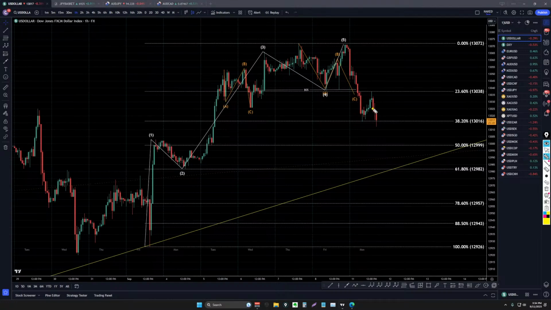Really, the entry was right there at the end of that correction, and really you should just be holding to find out if it does this, or if it does go back up, maybe you could get out with break even and maybe even go long again.